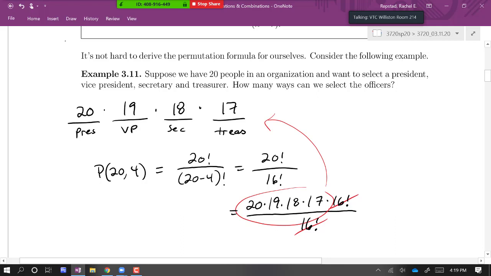Larger factorials always contain every smaller factorial as a factor, right? So I could kind of cut it off. When I was writing this out, I chose to write it in such a way that I had that 16 factorial. I see the 16 factorial appear in the bottom, so that's how I knew I wanted to stop here and just say, okay, the rest of those factors I'm just going to call 16 factorial. Let's do a more interesting one.